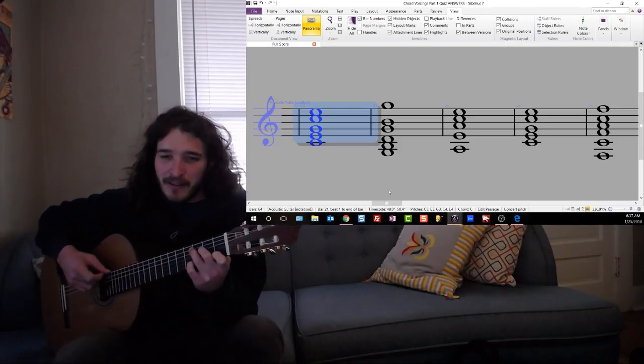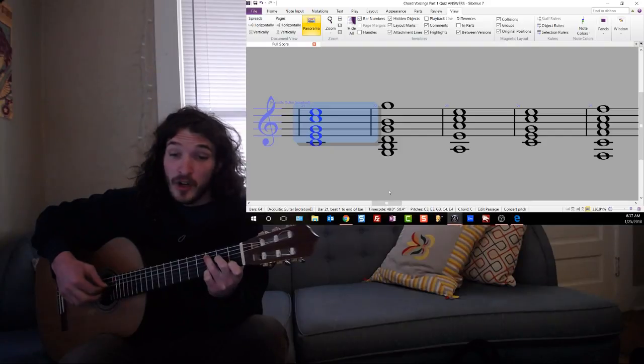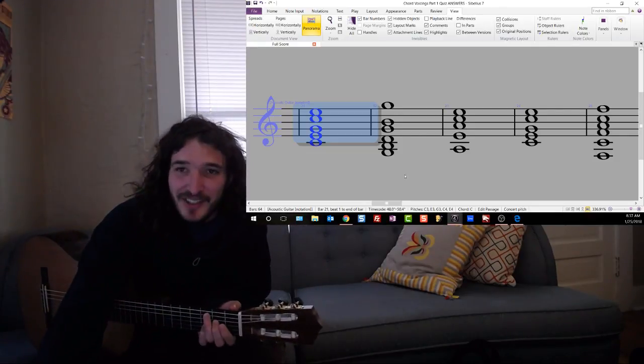All right, we have C major. This is our voicing number 1, which is third, two thirds, a fourth, and a third. So C to E is a third, E to G is a third, G up to C is a fourth, and C to E is a third. Voicing 1, and this is the 1 chord, of course, in C major.